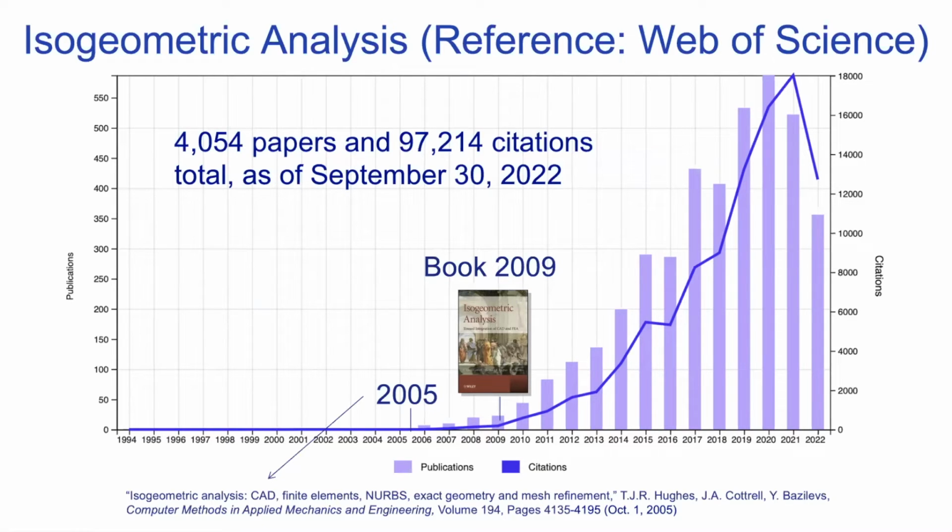And as I pointed out in the spring, this is sort of a recent set of data from Web of Science. If you put in isogeometric analysis, starting with the first paper that we wrote in 2005, you can see the papers getting up into the 500s a year. And the citations last year were over 18,000. This year it's got a way to go yet, of course. And there are over 4,000 papers and 97,000 citations so far. So it's, you know, it's had some impact, obviously.